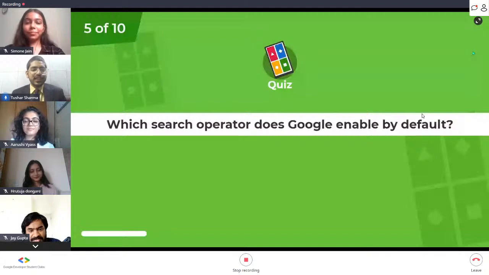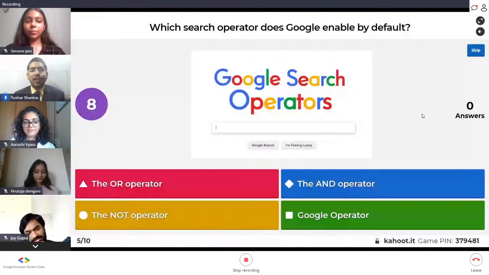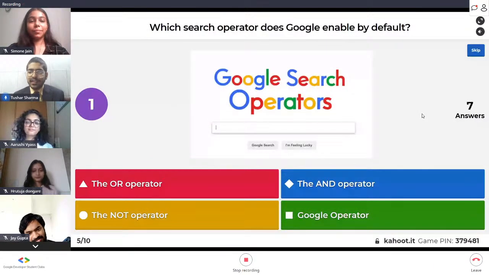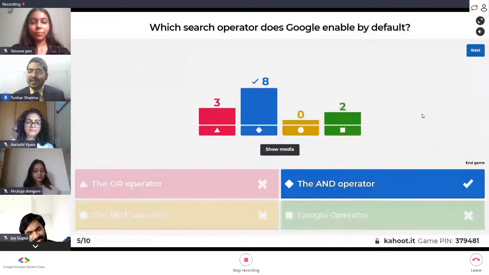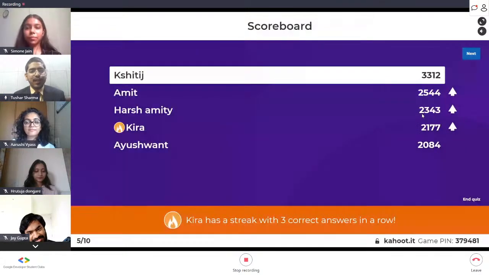Moving on to the next question. Which search operator does Google enable by default? This one is quite hard. Let's see who gives the right answer. Okay, let's see the scores. Wow, Kshitij is on the top again. And now we have Amit and Harsh for the second and third position. Great job, guys.